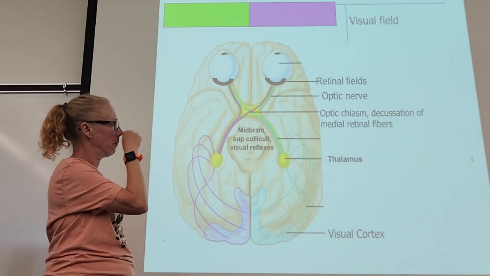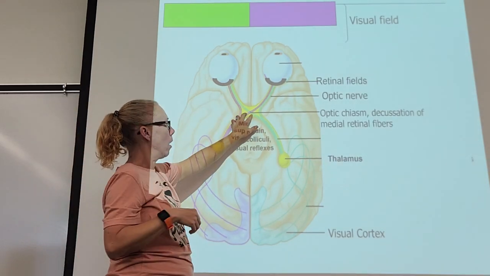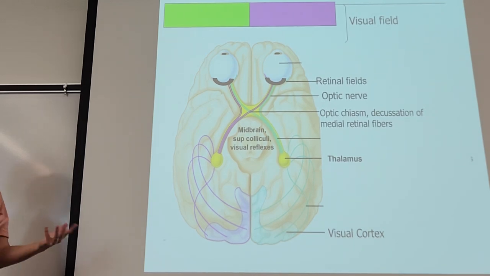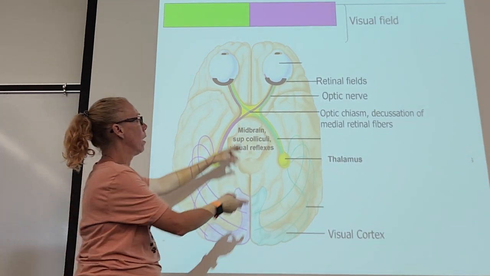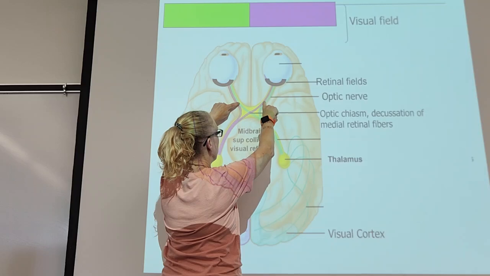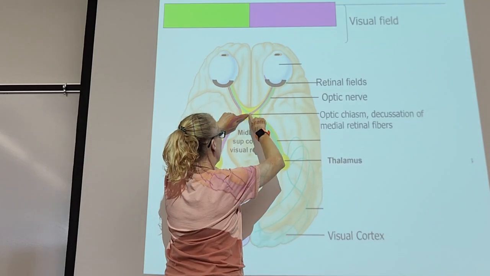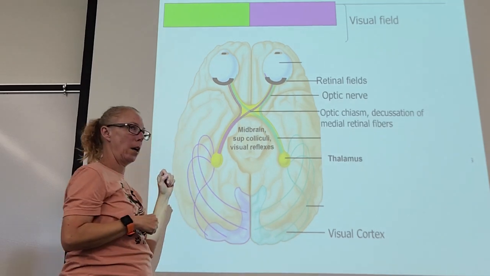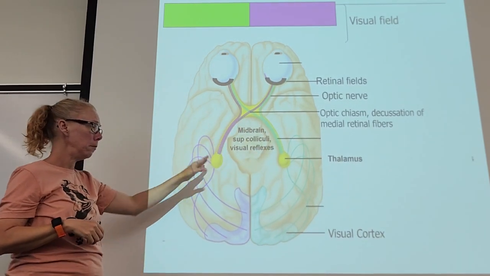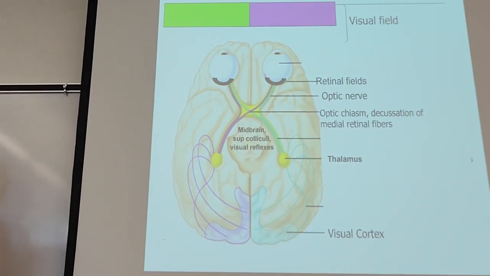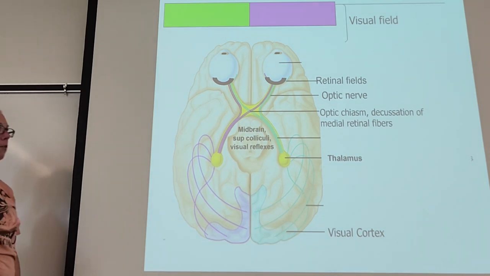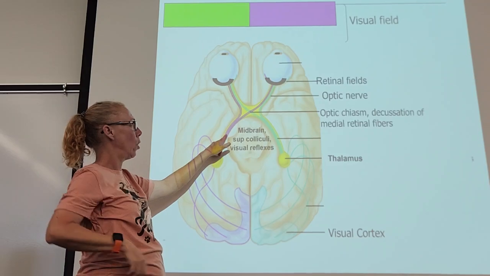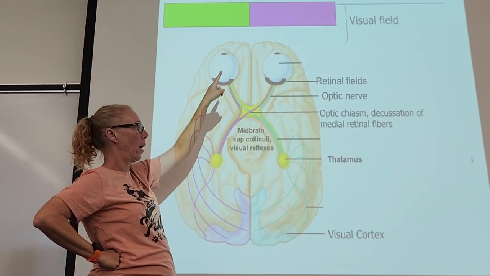Now, what you need to be aware of is we have this optic chiasm, and a chiasm is where there's a crossing over of information, okay? The medial fibers of each optic nerve at the optic chiasm cross over. Okay, they cross over. And because they cross over, information that's in the left optic tract is only coming from the right visual field.